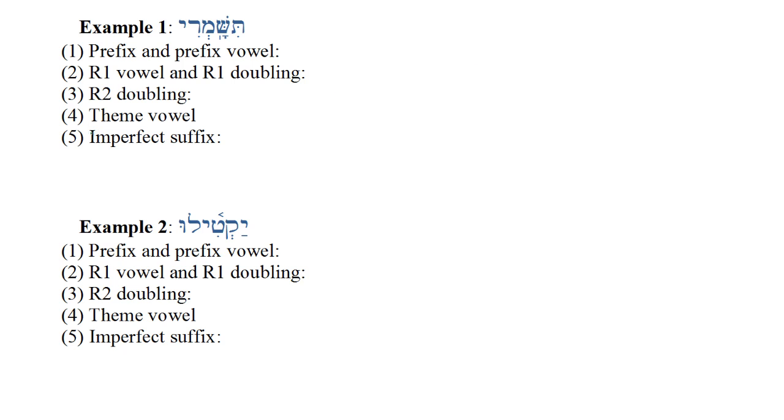Let's look at some parsing examples now. Our first example is teshamari. So we look at the prefix and prefix vowel. The prefix vowel is a hirik. That tells us that we have a kal or a nifal. And we look at the R1, it's doubled, and we see the R1 vowel of kamets, and that eliminates kal. So we have a nifal imperfect.